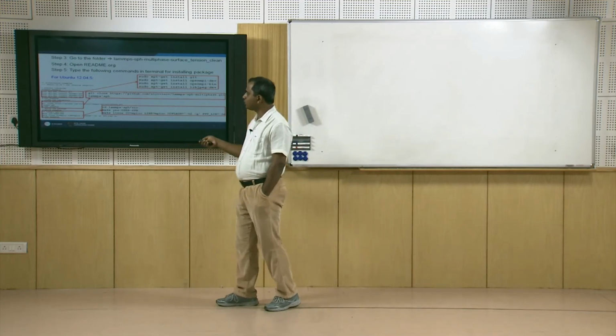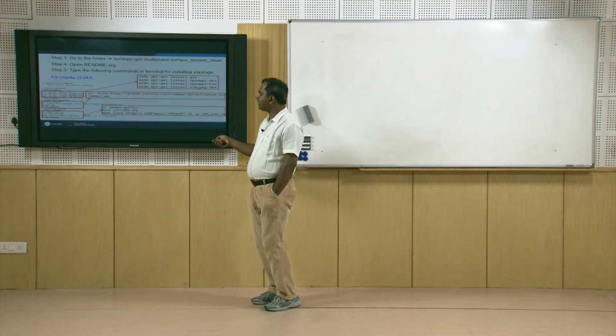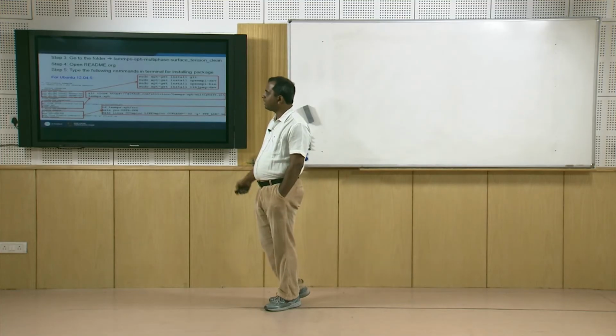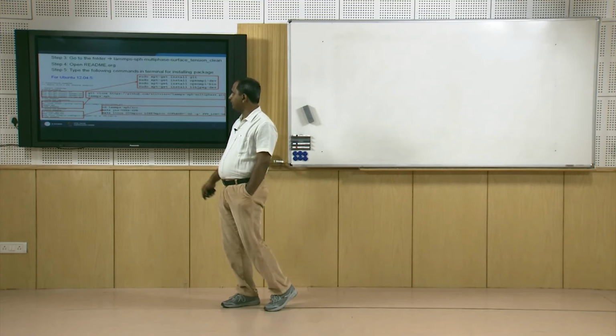Then you have to install the package using make linux CC=mpicc. This is one C++ compiler, and you have to link it with mpicc and the CCFLAGS -O2 -g, and FFT_LIB equals -lm. You give this command, and your installation will be done properly.